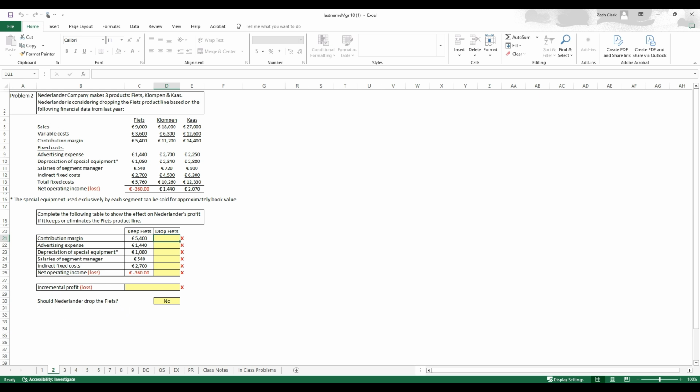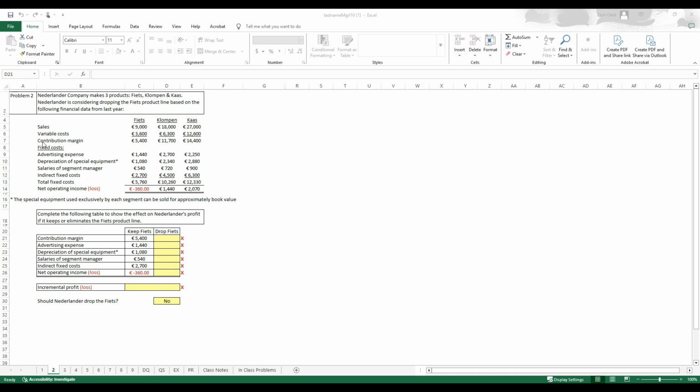So here in problem 2, we have a company, Nederlander Company. We make 3 products, whatever these are, Klompen, Cass, Fiats. We're considering dropping the Fiats product line based on the following financial data. Okay, so here's these, and these. Must be some kind of European company, I guess. We have euros in here.